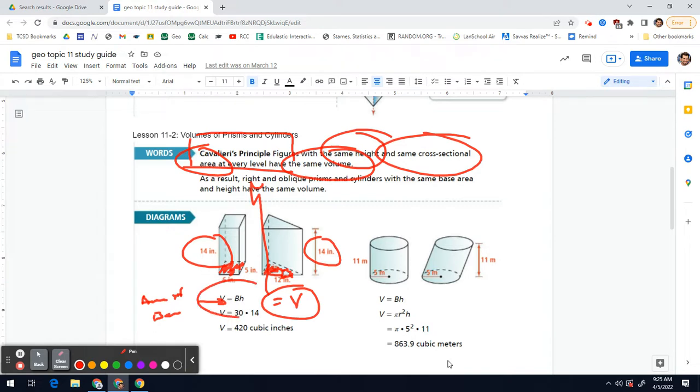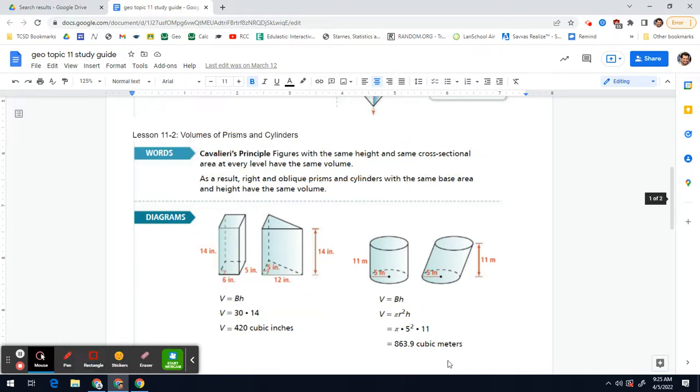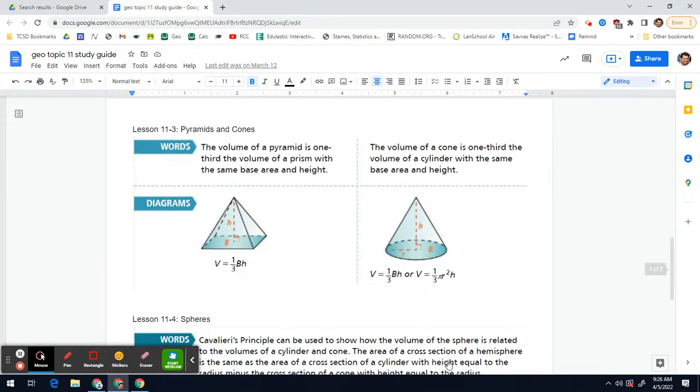Again, this V equals BH is on the state test reference sheet. Also, the cylinder formula, pi r squared h, is on there. The area of the base is just the shape of the base, so if it's a square, rectangle, or triangle, there you go, and this one is just for a circle. Pyramids and cones, again, this formula is on the reference sheet: 1/3 the area of the base times the height. And you also have the one for the cone with the pi r squared involved.